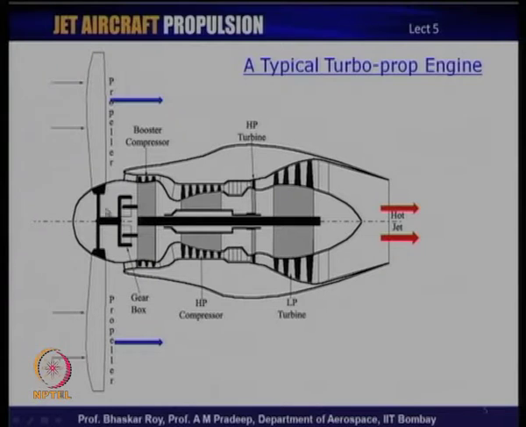So, propeller has to have a gearbox before the power is sent to the propeller, because as I said, the propeller runs at a much lower RPM, normally of the order of 1000 to 1500 RPM, whereas the turbine compressor spool often runs at many thousands of RPM, quite often of the order of 8 to 10,000 RPM. So, this is a typical turboprop engine, or as some people call it, a prop jet engine.